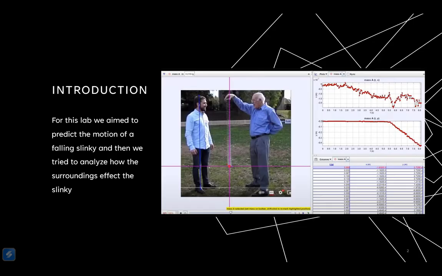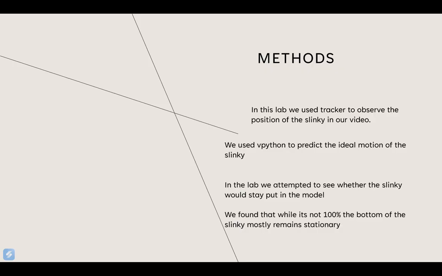For this lab, we tried to predict the motion of a falling slinky, and then we tried to analyze how the surroundings affected that slinky. As you can see on the right, this is our tracker data for the experiment.